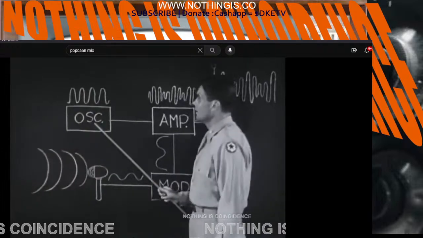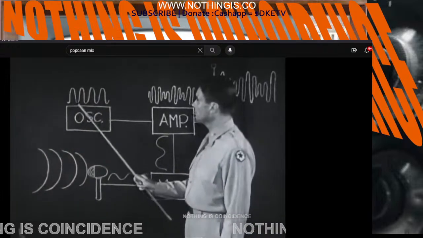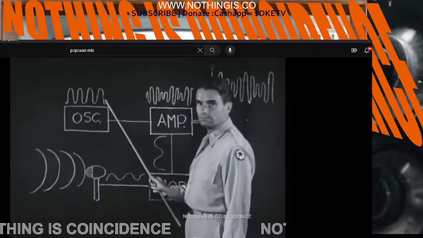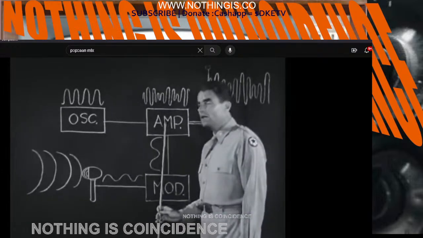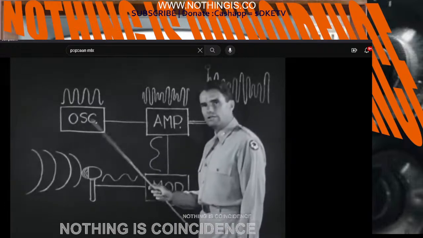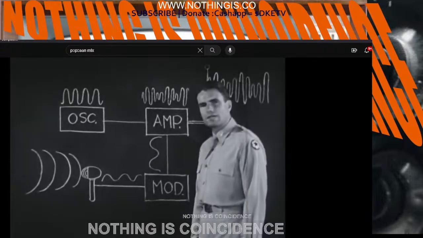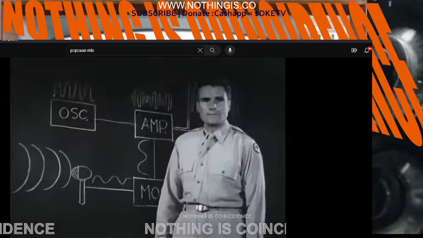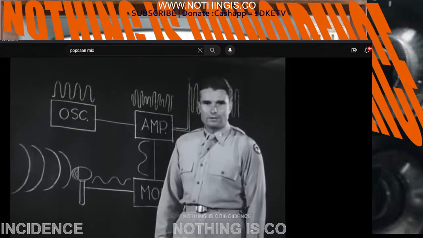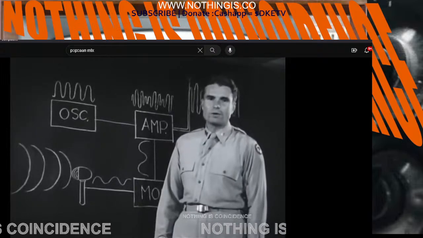Now, this oscillator generates a radio wave we call the carrier. It's then fed into the amplifier where it's strengthened. But it's unmodulated, unchanging. It carries no message, or as we say, no intelligence. It's something like the steady, monotonous note of a trumpet. In order to carry a message, the wave must have the intelligence impressed on it.